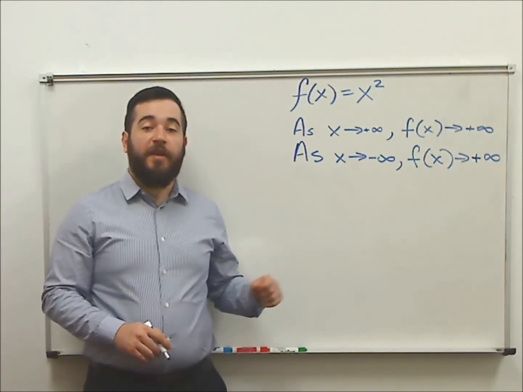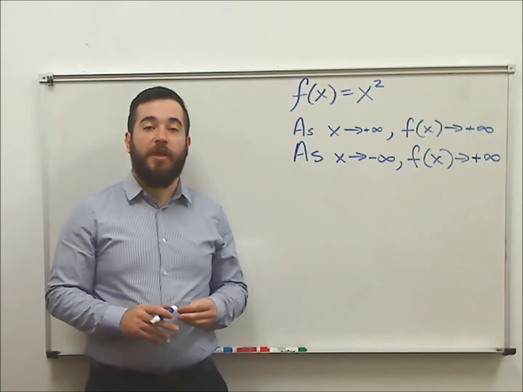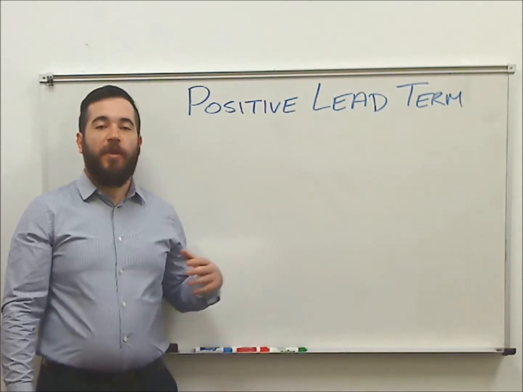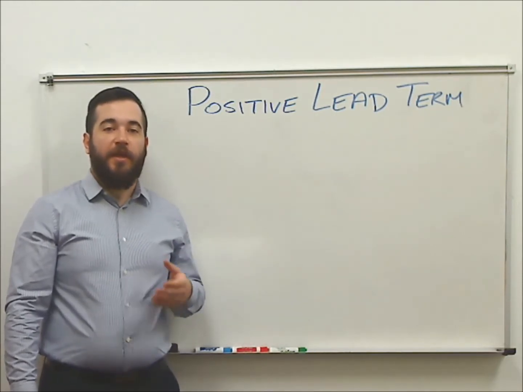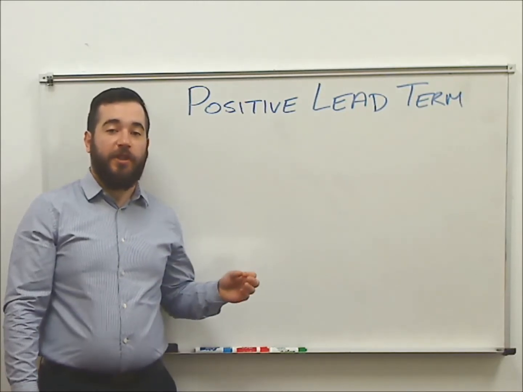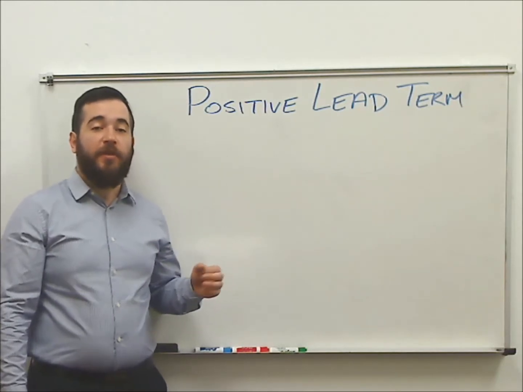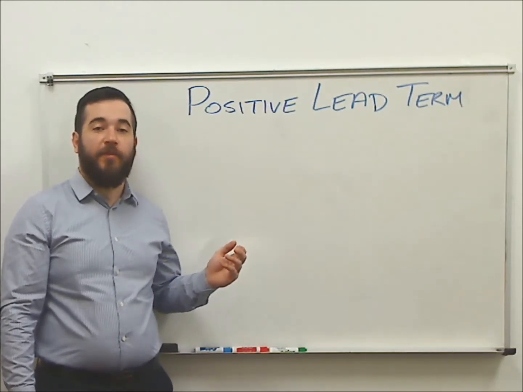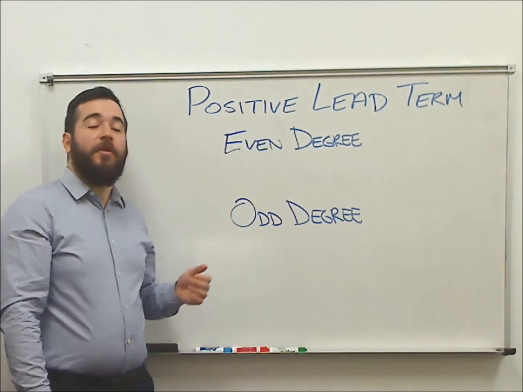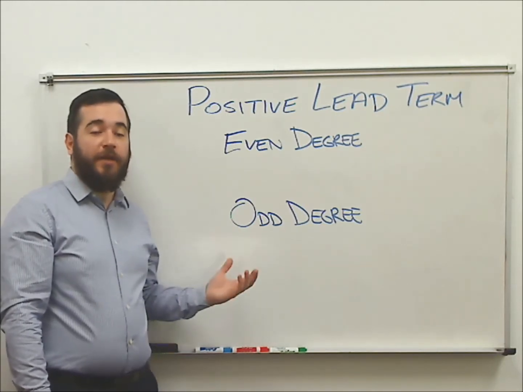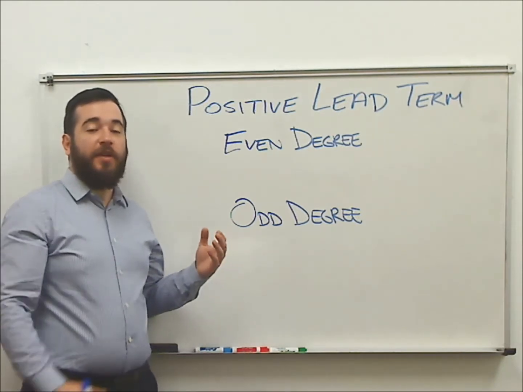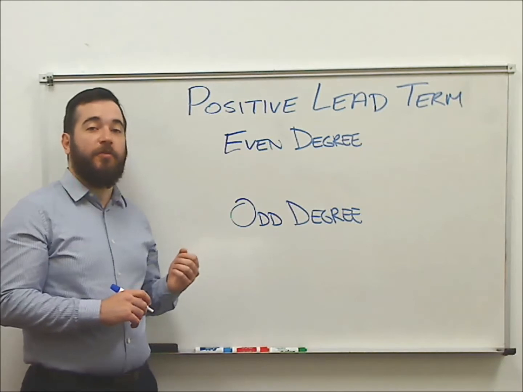All right, so let's generalize this to any polynomial, what the end behavior will be. Our first case is when you have a positive lead term. Remember that a positive lead term is when you take the largest power of x, you look at its coefficient. That's the lead term. So this is the case when we have a positive lead term. Now from this, we actually have two subcases, and that's whether the polynomial is of even degree or of odd degree. If the polynomial is of even degree, then the graph is going to shoot upwards as x moves to the right or to the left.